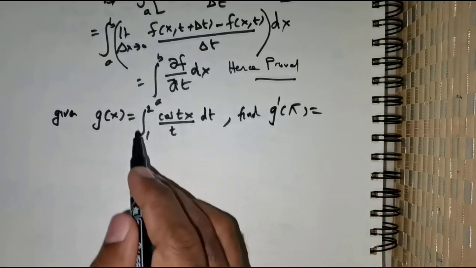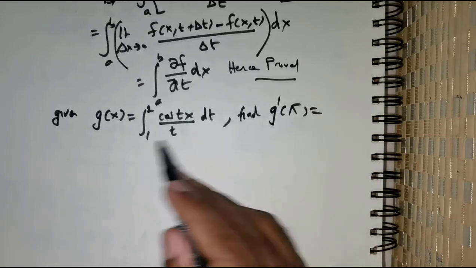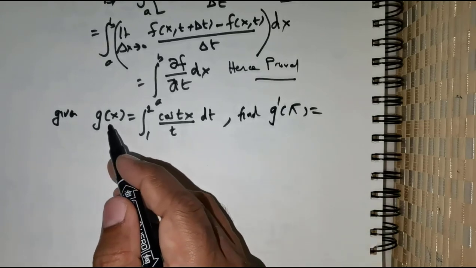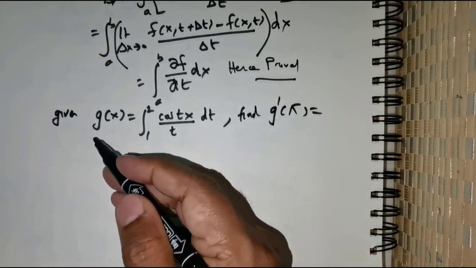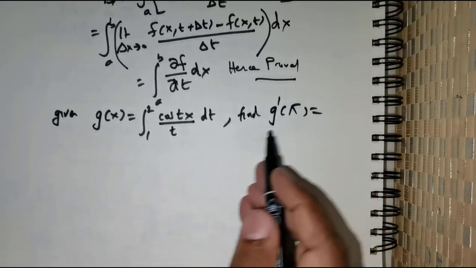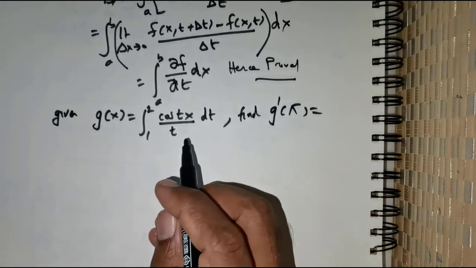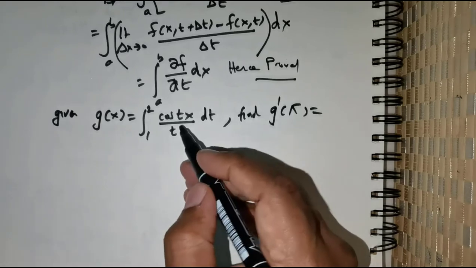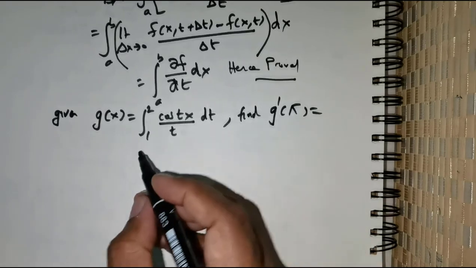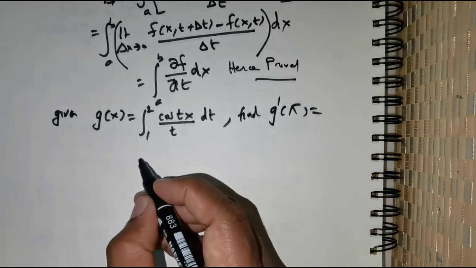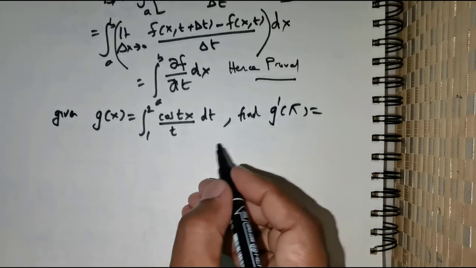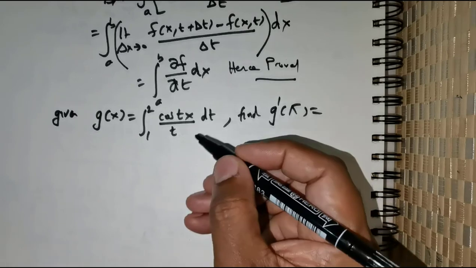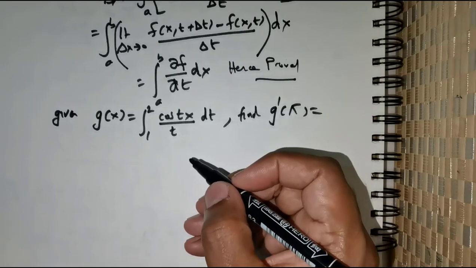Now you might be thinking of integrating it, then differentiating the function and subsequently substituting x is equal to pi. That is not going to be an easy task because we have two variables, x and t. So we need to apply Leibniz rule number 1, because there is also rule number 2 which we will be studying in a later lecture.